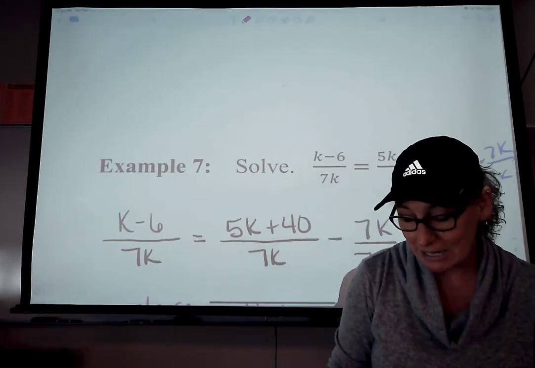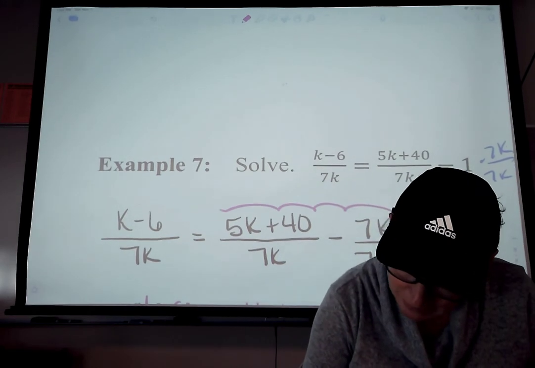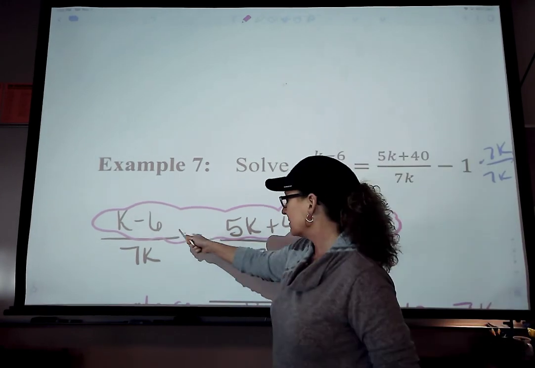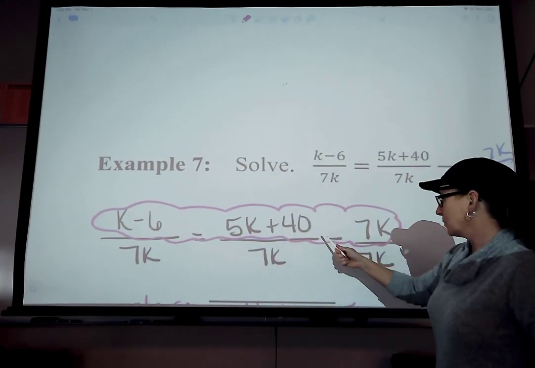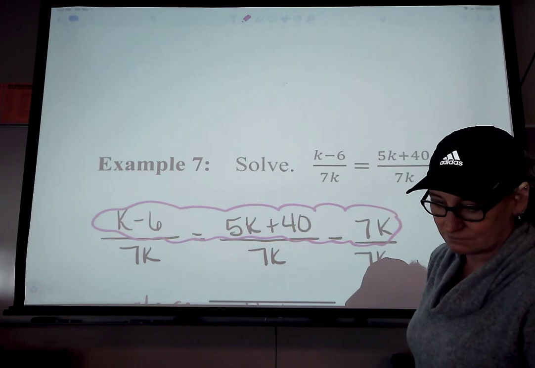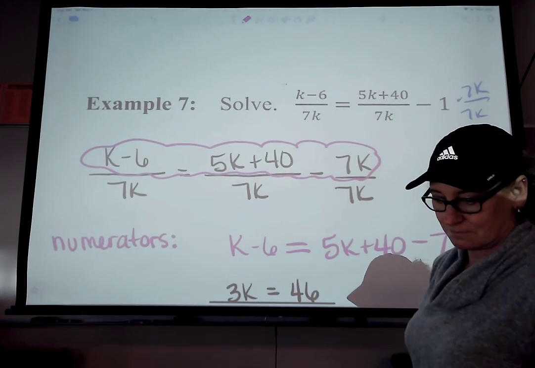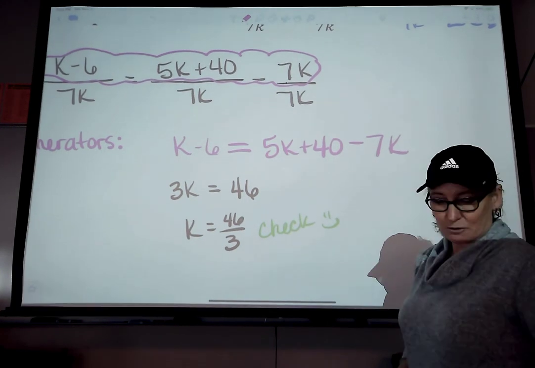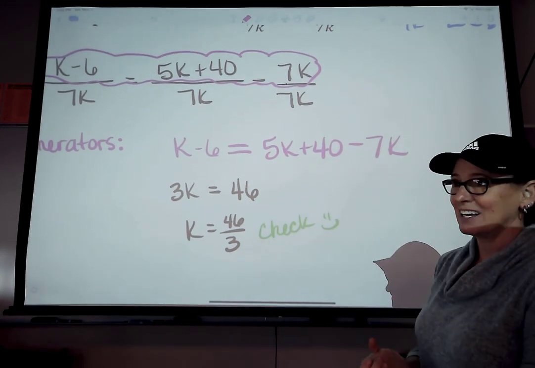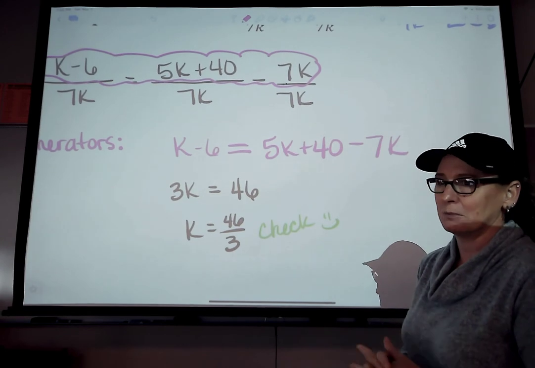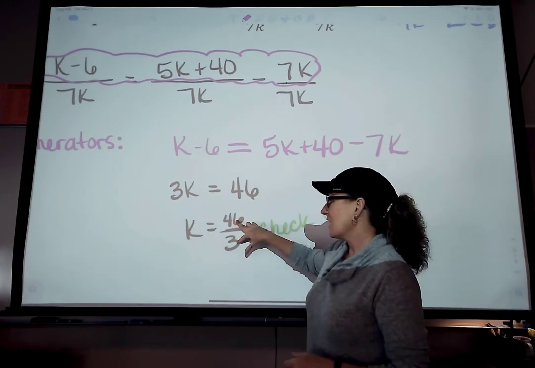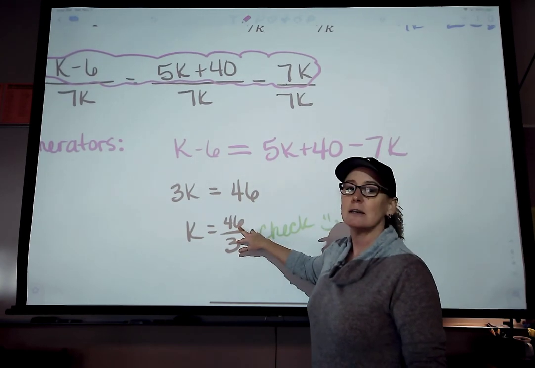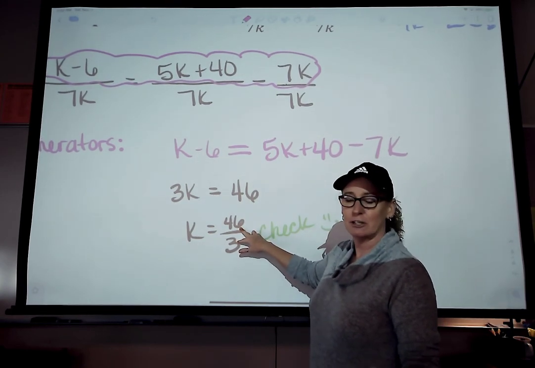Now that your denominators are the same, you may totally focus on your numerator. So I'm going to write k minus 6 equals 5k plus 40 minus 7k. And then solve it. Got 46 over 3. Ooh, sounds kind of yucky. But you have a calculator, no problem. And your scientific calculators have a fraction button. If you've never used your fraction button, see me. We need to talk. I need to show you how to use that fraction button.